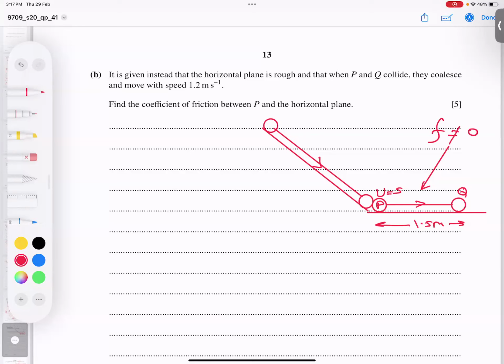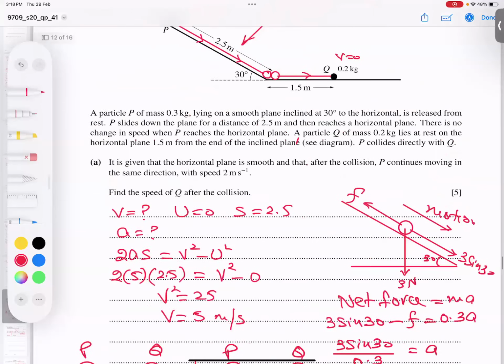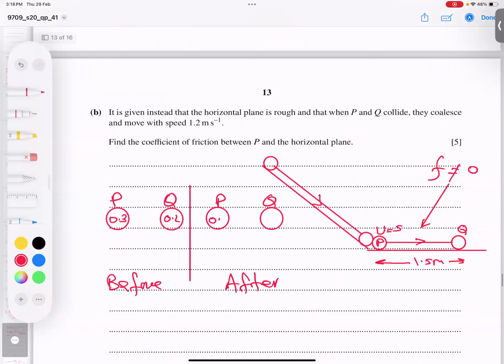Now what is the technique here? They will hit. Let me do the same story here. Wait a minute, I make it again here. So I do the same story once again. All right, before collision, after collision. This is before, this is after. So let's talk about P and Q. P is 0.3 kilograms, and Q is 0.2. Let me recheck. Correct, 0.3 and 0.2.